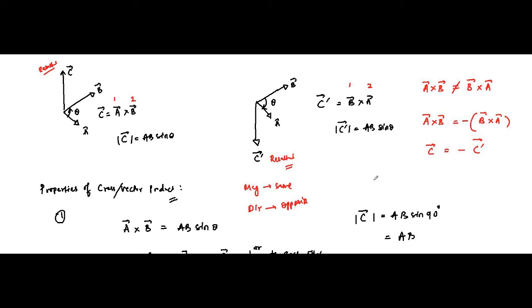So the property we can specify is that cross product or vector product, this is the third property, does not obey the commutative law, which is clear from this. So 1, 2, 3, next.